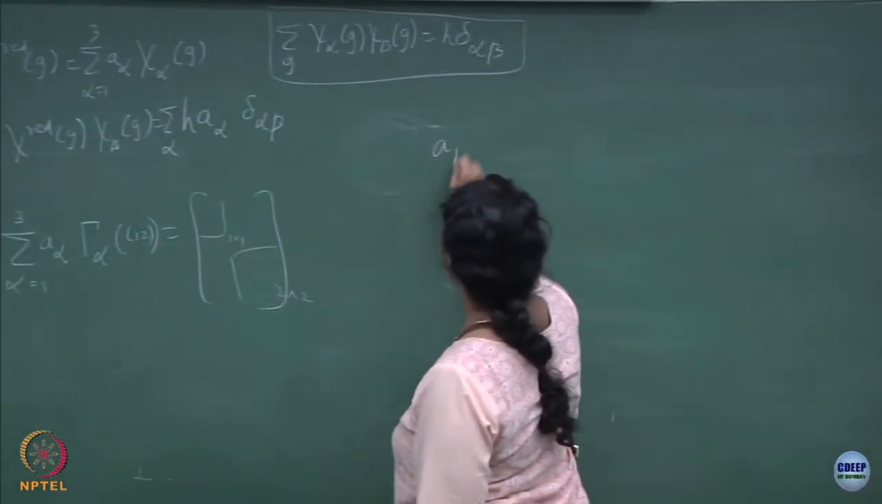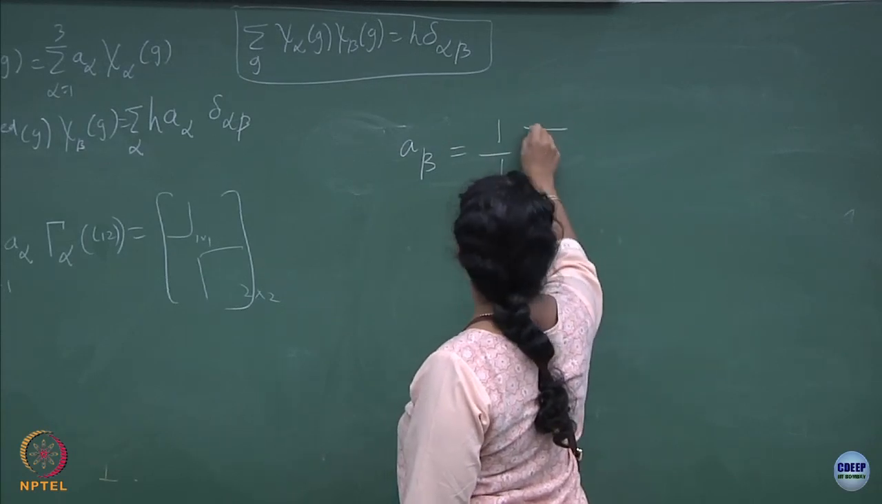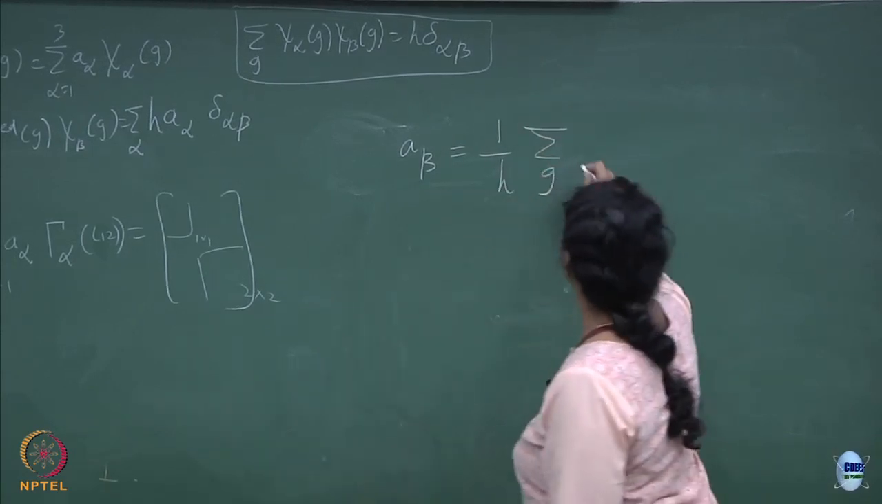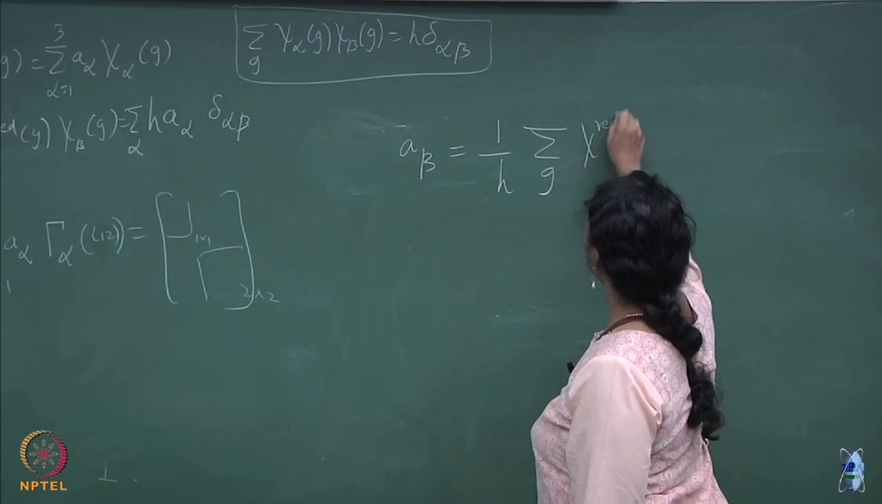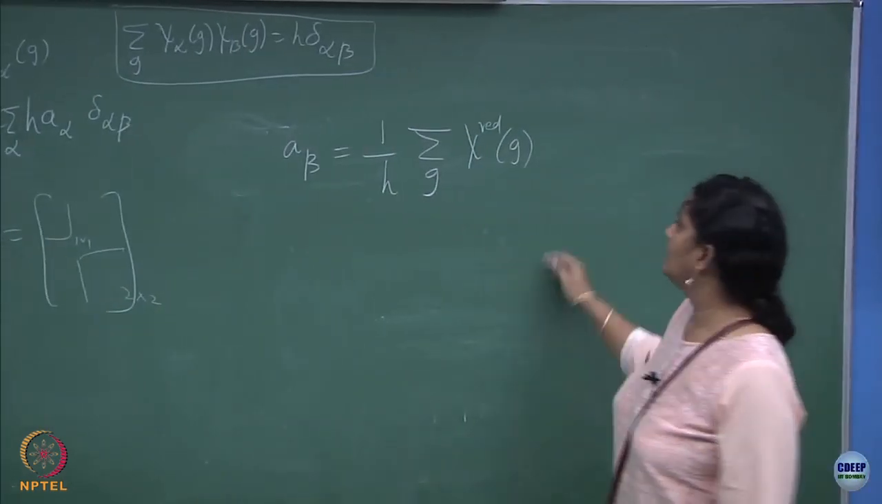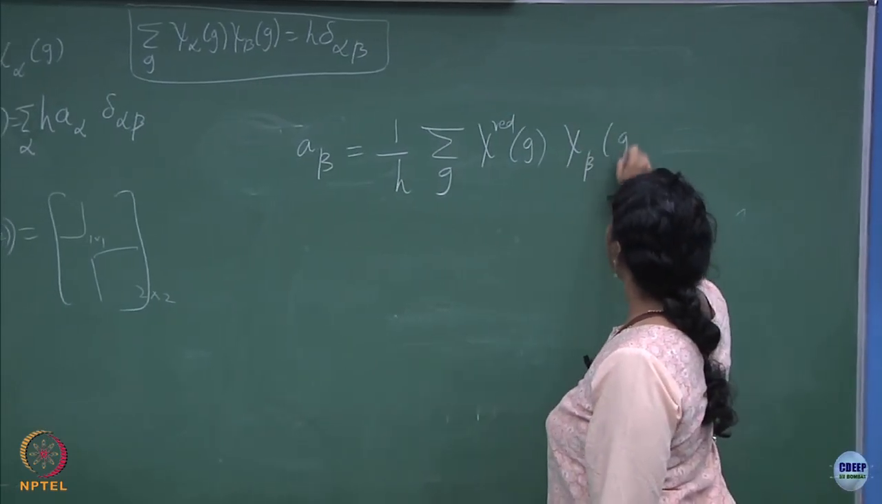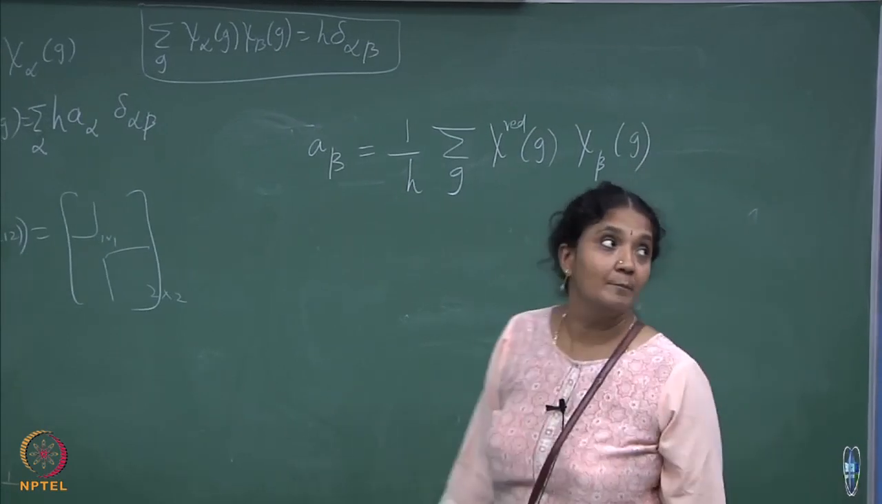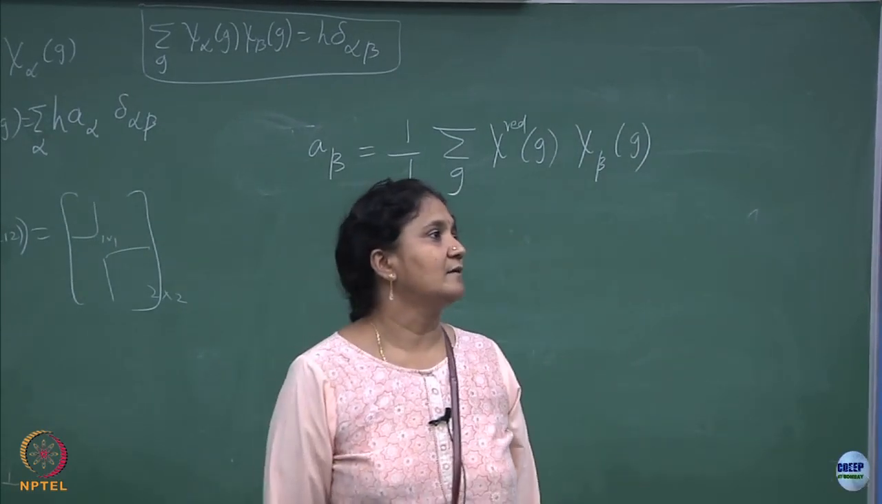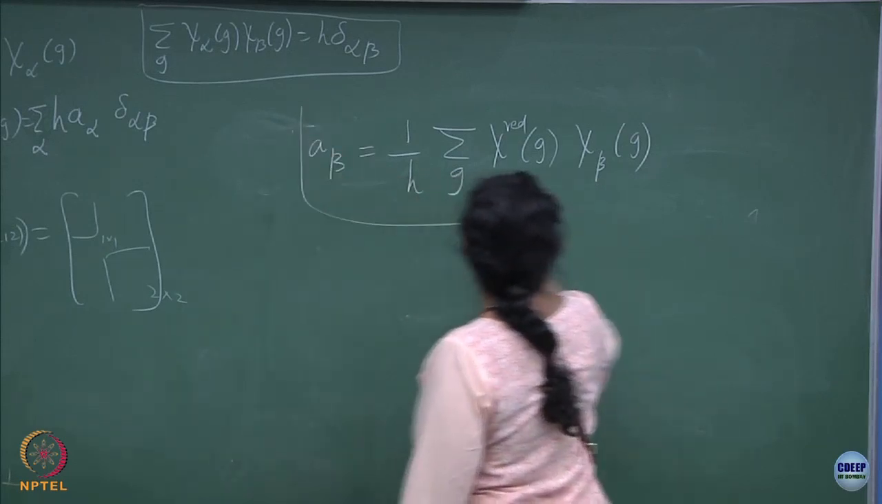So A beta will be 1 over H summation over g, character for the reducible representation multiplied with the irrep character, irrep beta character. So, this will determine for you the number of times.